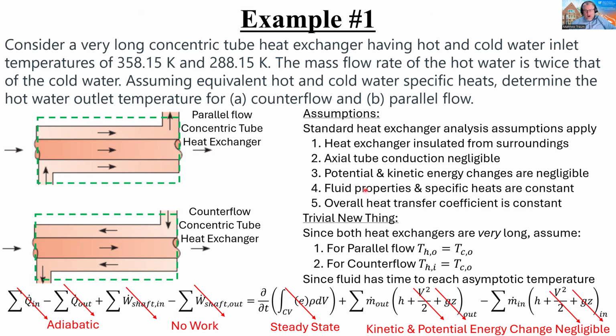We're going to ignore any changes in potential or kinetic energy because we're going to assume they're negligible. We're going to assume that all fluid properties and specific heats are constant, and that the overall heat transfer coefficient U is also constant. So given those assumptions, I should be able to apply the first law of thermodynamics and pop out an equation that represents just the energy flux between the hot flow and the cold flow inside this heat exchanger.